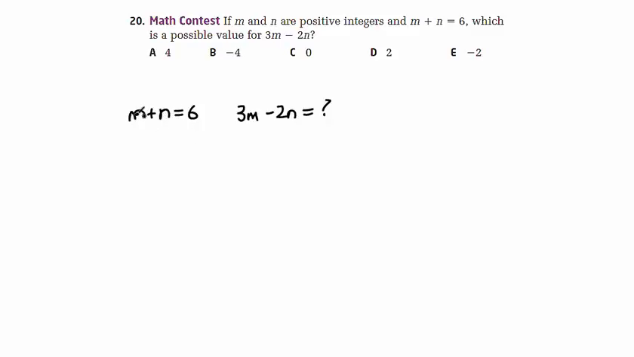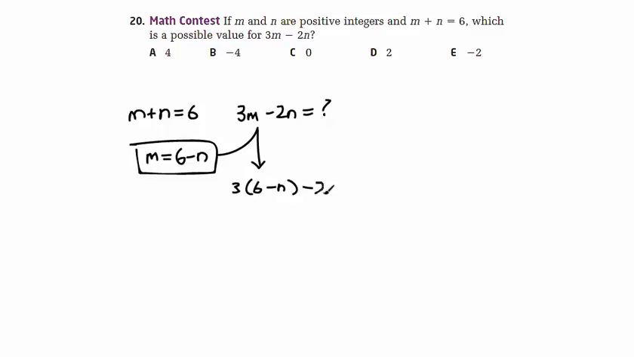But I'm just going to isolate for m. So m equals 6, we bring the n to the other side and we get 6 minus n. We have an m right here, so let's plug this into that equation and we get 3 brackets 6 minus n minus 2n. That equals 3 times 6, which is 18, and 3 times minus n, which is minus 3n. And then we have that minus 2n here. That equals 18 minus 5n.